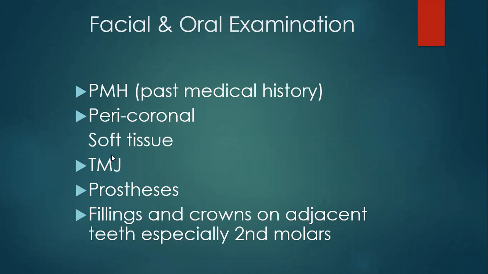Then we have the TMJ. You can see the TMJ as well. Then there are prostheses, fillings, and crowns on the adjacent teeth, especially the second molar. You need to see these things as well on examination.